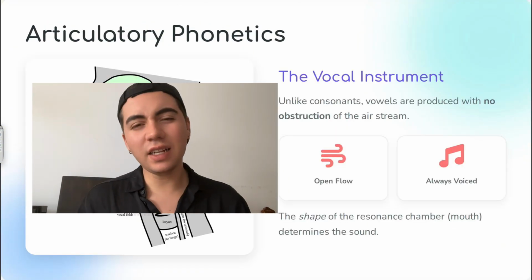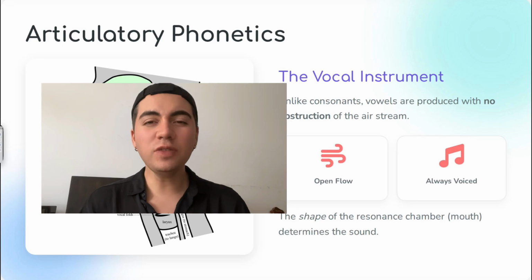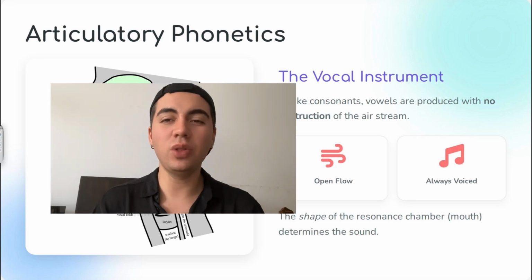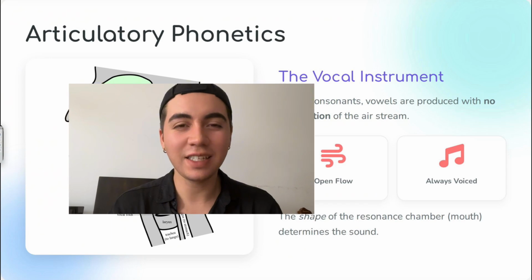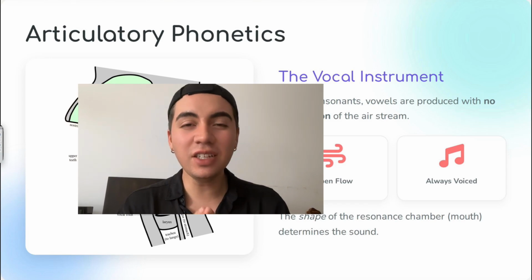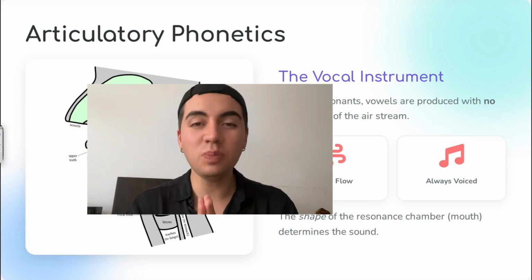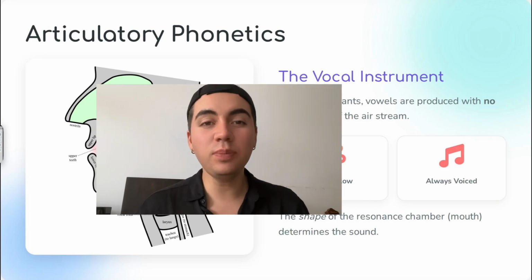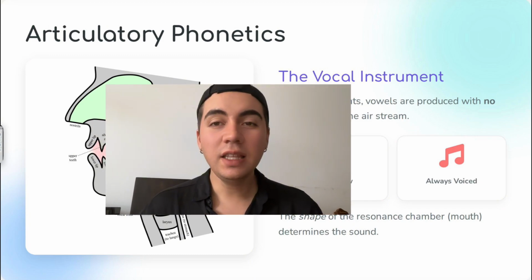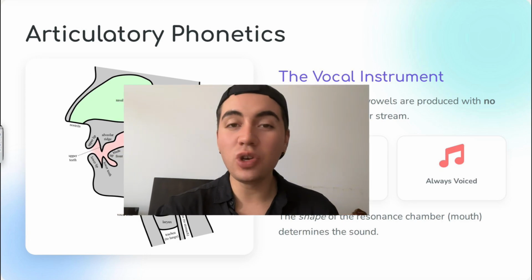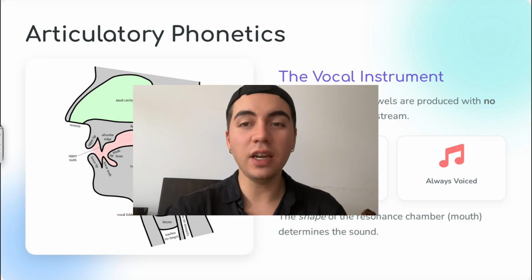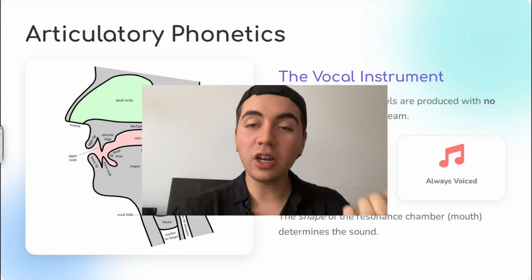To understand a little bit more about vowels, we must first look at their production through the lens of articulatory phonetics. Articulatory phonetics examines how speech sounds are physically produced in the vocal tract. The defining characteristic of a vowel is that it is produced with no closure of the air stream in the mouth, unlike consonants.